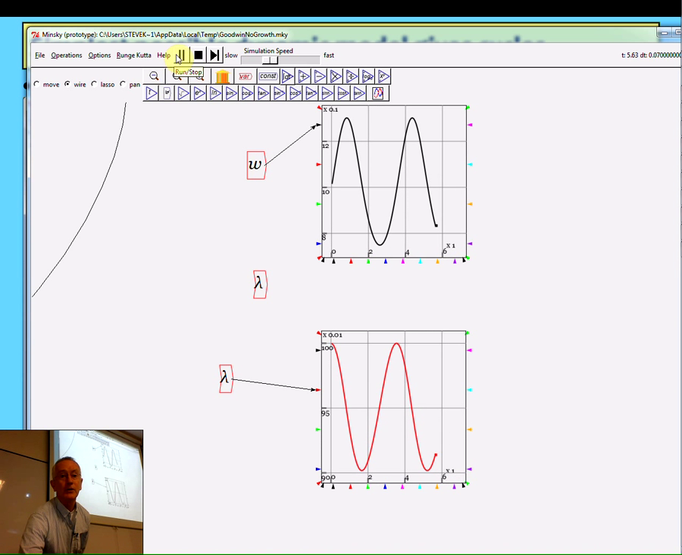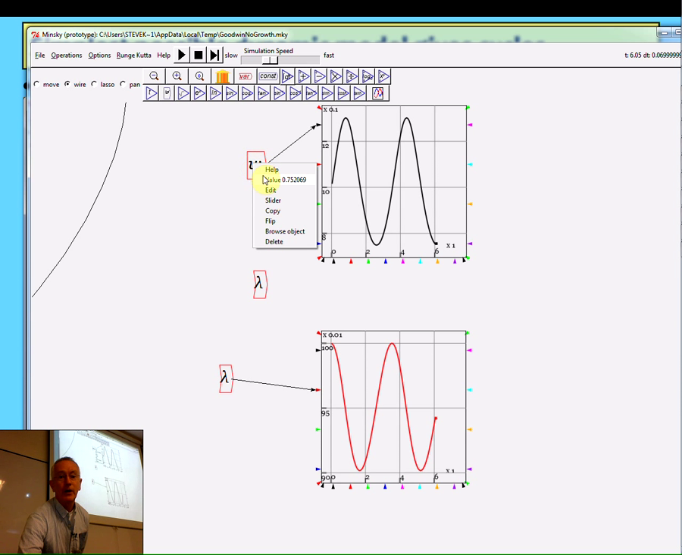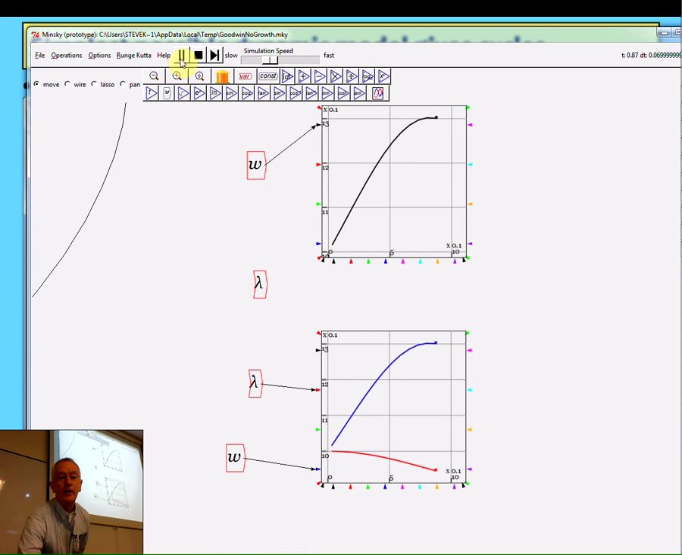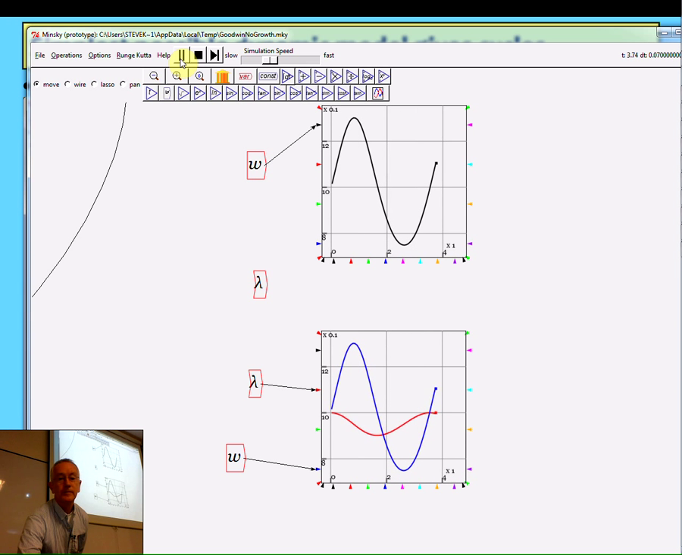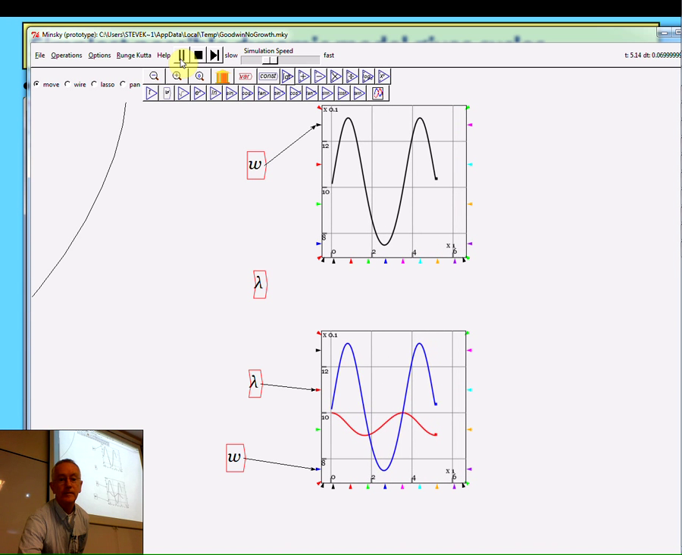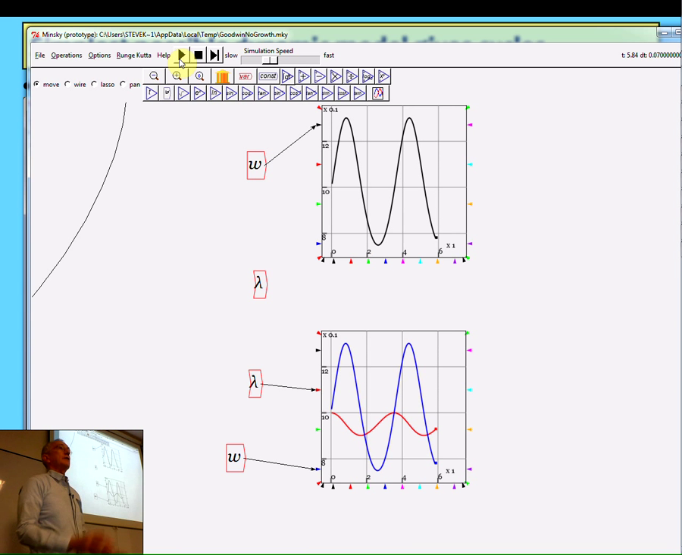If I put them both on the same chart, let's do that. So I right click here and copy that, bring it down here, flip it around again, and then wire that to say the blue line. Notice they're moving out of phase, like cosine and sine. They're intimately related to each other, but always differ by a phase, which is an important thing.